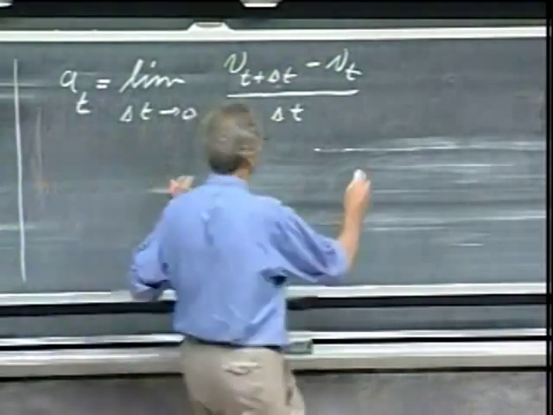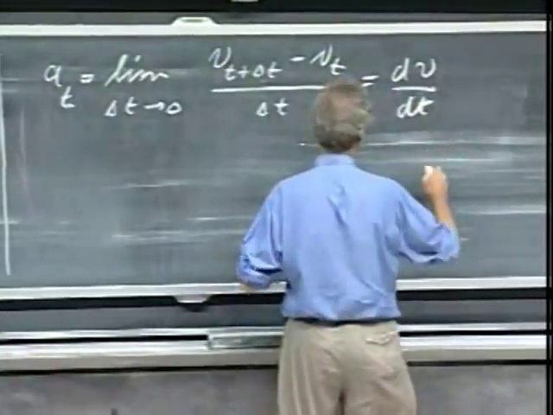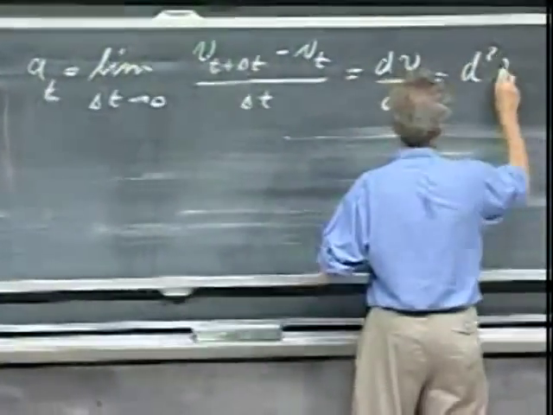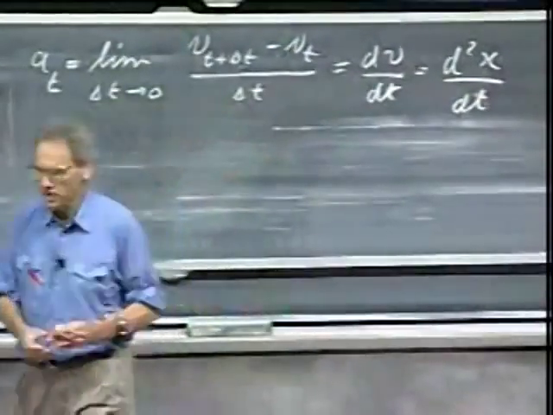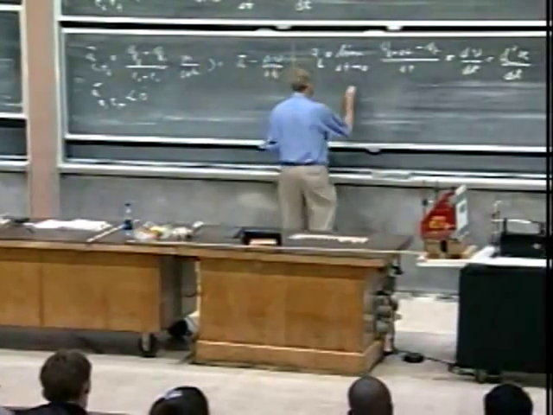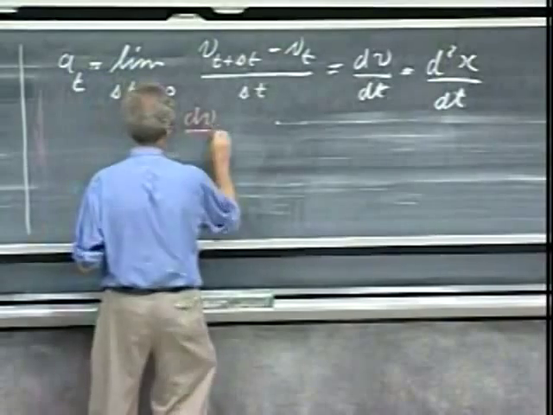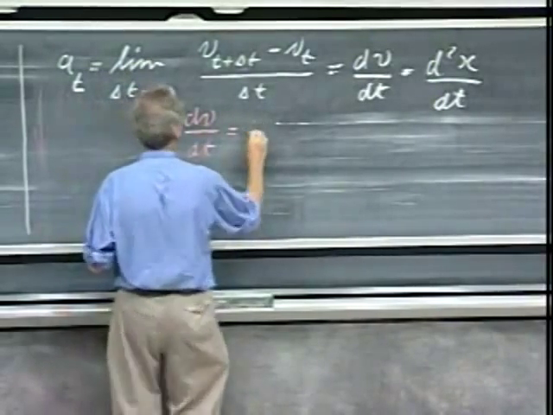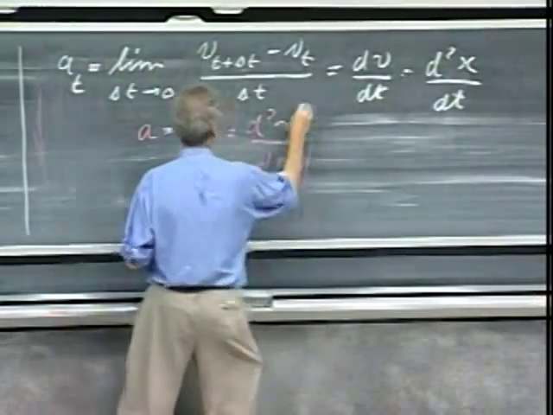And this, you will recognize, is the first derivative of velocity versus time, which is also the second derivative of position versus time. And so here comes the second equation that I really want you to remember forever and ever and ever, that the acceleration is dv/dt, which is also d²x/dt².